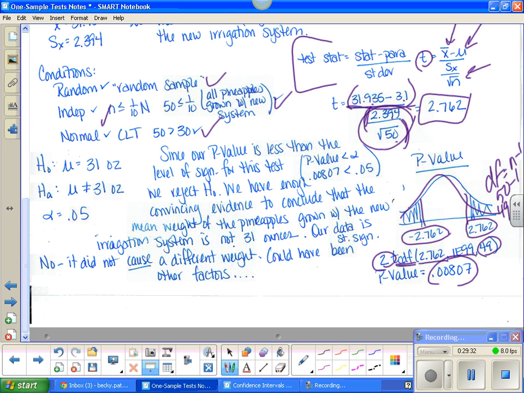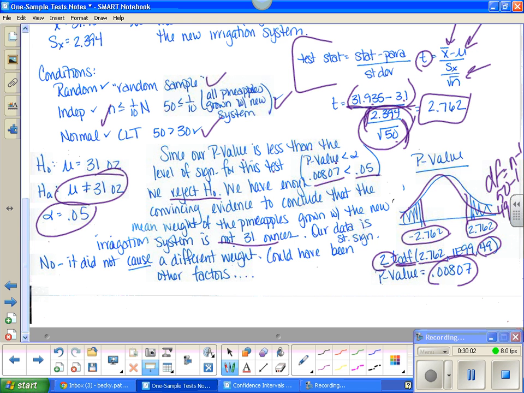Okay? This is tiny. What does that mean? I'm probably going to reject unless my alpha is microscopic. And our alpha is 5%, so we're going to reject. Since our p-value is less than the level of significance for this test, p-value is less than alpha, we reject H sub 0. We have enough convincing evidence to conclude that the mean weight of pineapples grown with a new irrigation system is not 31 ounces. Our data is statistically significant.